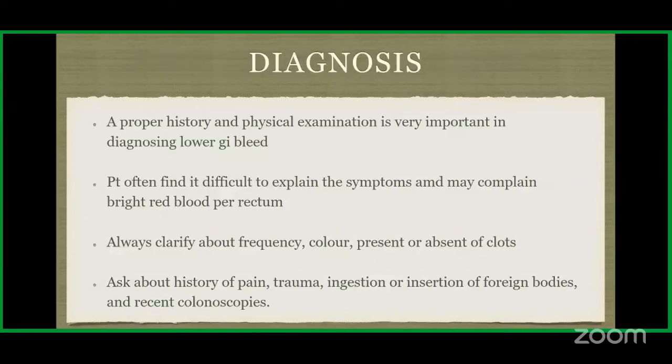Diagnosis of a lower GI bleed. Again, the history. The patient presents with melena or hematochezia, bright red blood or dark colored blood, frank blood or melena, blood-stained stools. You have to very clearly ask about the frequency and the color, whether it's intermittent or has been there chronically for a very long period, or if any clots are also seen.